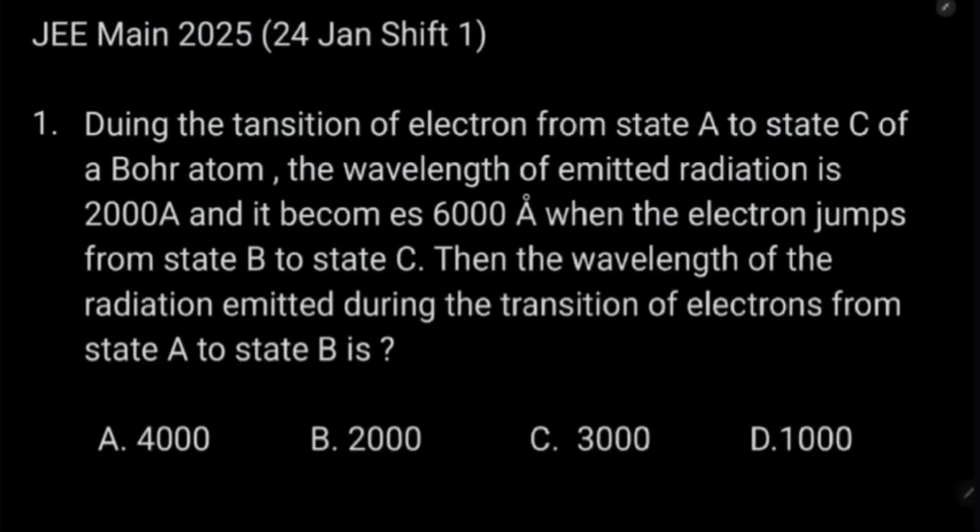Let us read the question which was given in JEE Mains 2025 on 24th January shift 1, which says that during the transition of electron from state A to the state C of a Bohr atom, the wavelength of the emitted radiation is 2000 angstroms and it becomes 6000 angstroms when the electron jumps from state B to the state C. Then the wavelength of the radiation emitted during the transition of electrons from state A to the state B is.